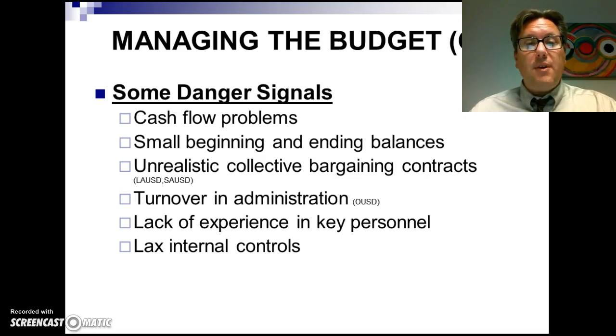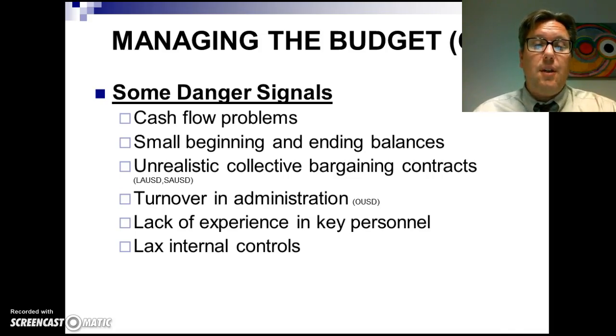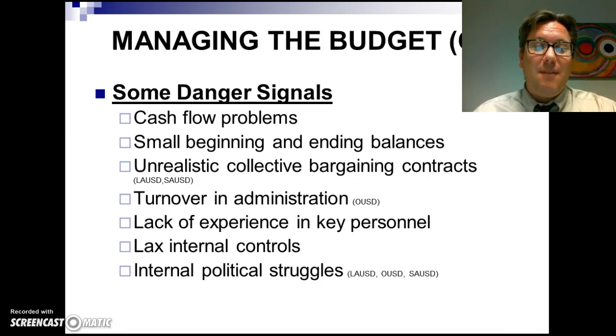Just like health and welfare is the other component that's a concern that comes in. And I know for my district, that is something negotiated every year because of the costs that come into it. Administration also comes into play, if you see a large majority of administration turning over, that's a concern. Lack of personnel and lack of internal controls or political struggles that happen in a district as well. LA, Orange Unified, Santa Ana Unified have all had those struggles, as well as other districts throughout the state. So those are some signals that make you worried about financial concerns for a district.